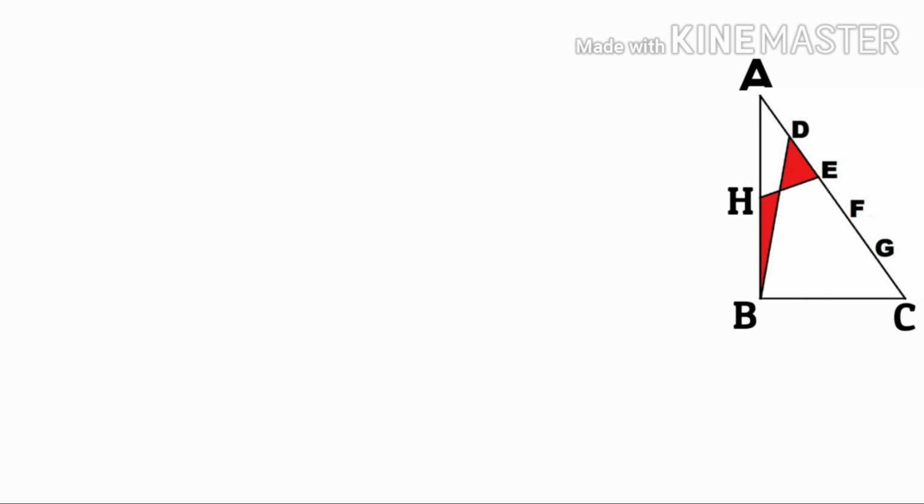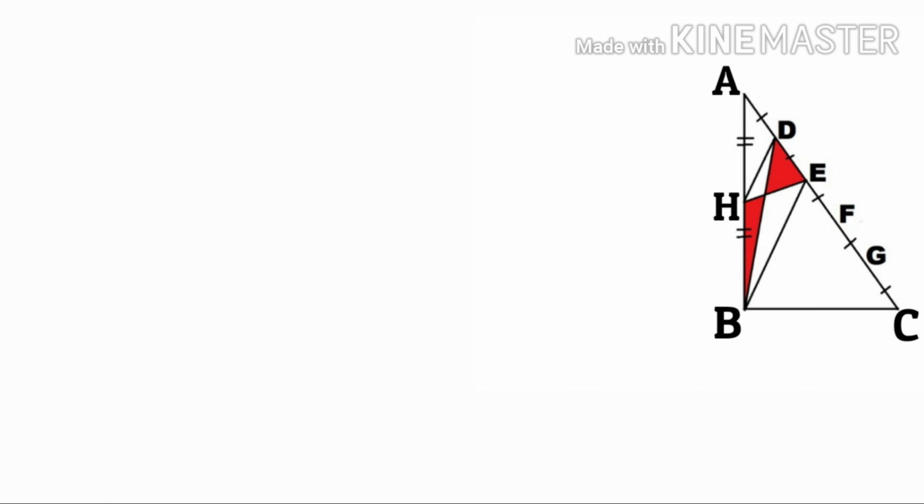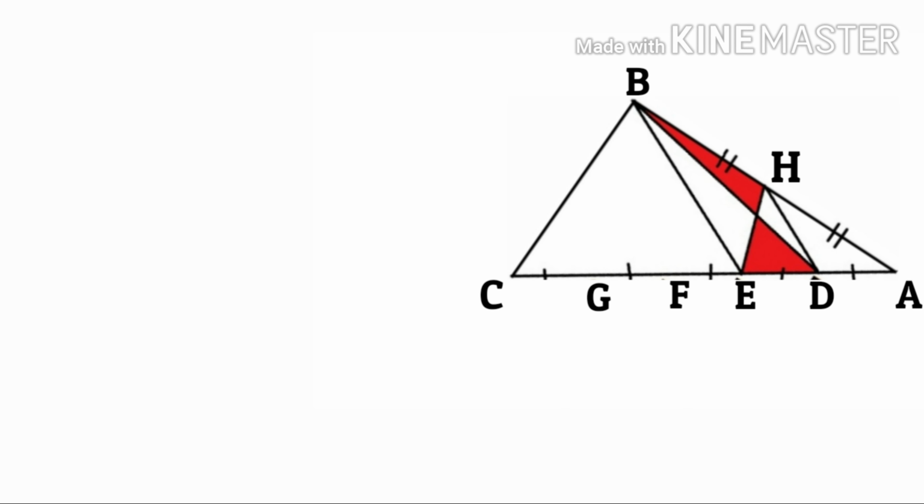So, we'll start by joining BE and HD. Now, we know that AD, DE, EG, GF and GC are all equal to each other and AH is equal to HB. So, let's mark them as equal. Now, let's rotate the diagram such that the hypotenuse becomes the base of the triangle.